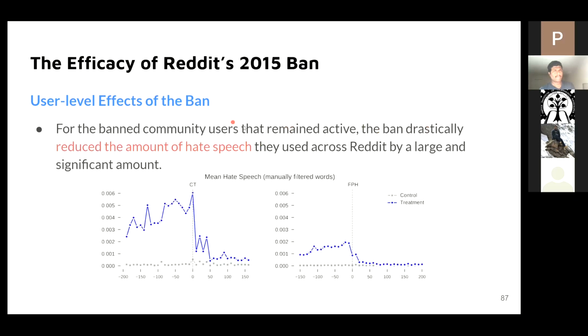For the banned community of the users, those who remained active had drastically reduced their activity in the community. So you can see this is the point at which the ban was implemented. CT is the Coon Town subreddit and FPH is the Fat People Hate subreddit. So we can see that after the ban, the usage had decreased significantly.